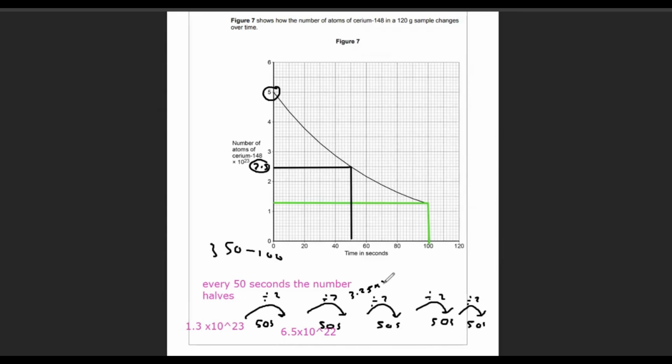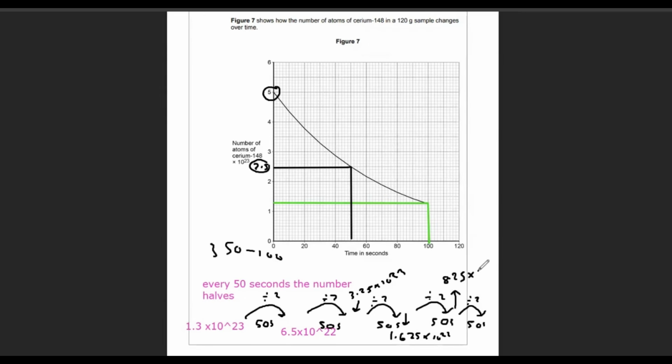3.25 times 10 to the 22. So that's there. Then we're dividing by 2 again. And I'm going to get, over here, it's going to be, this is so messy, 1.625 times 10 to the 22. Let's divide by 2 again. I'm going to get 8.125 times 10 to the 21.